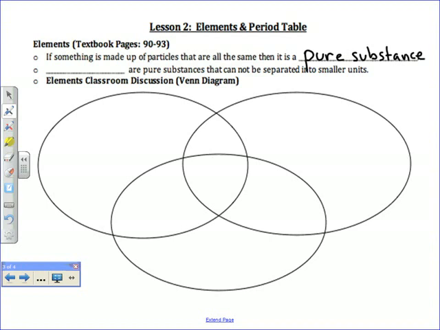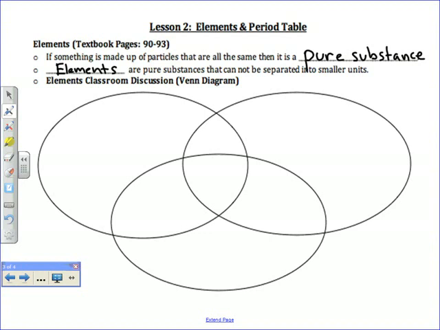An example of a pure substance would be a glass full of water, because they all are composed of water molecules which contain hydrogen and oxygen. Elements are pure substances that cannot be separated into smaller units. An example of an element would be hydrogen. However, water is not an example of an element because it is composed of hydrogen and oxygen.